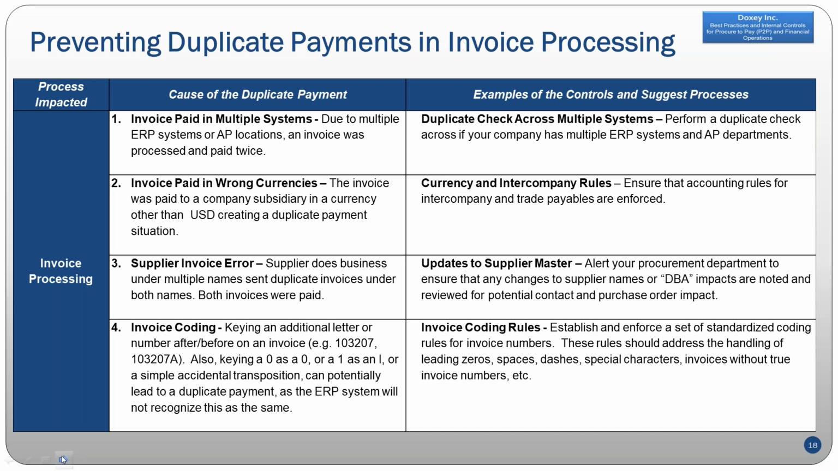That can lead to a duplicate payment, and the ERP system and controls that you have in place might not catch it. So having invoice coding rules, and that's to have a set of standardized coding rules for all your invoices coming in. And these rules can actually address the handling of leading zeros, spaces, dashes, special characters, and invoices without true numbers, etc. Now, again, what's going to actually prevent this from happening? Well, an electronic invoice is certainly going to avoid having someone key it in and possibly have these kinds of coding errors. So that would be another way to mitigate this particular problem.